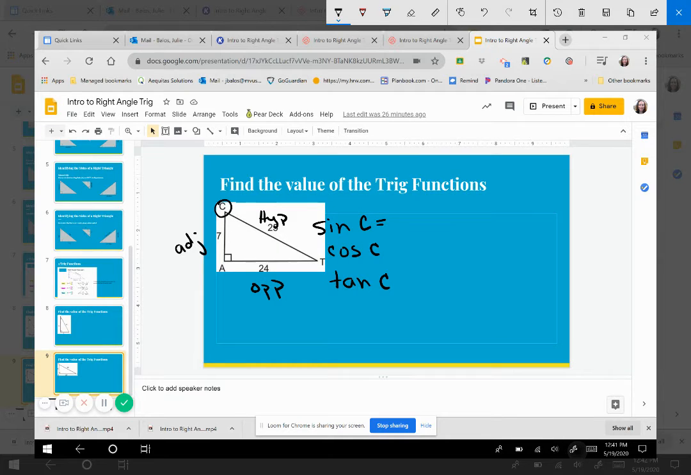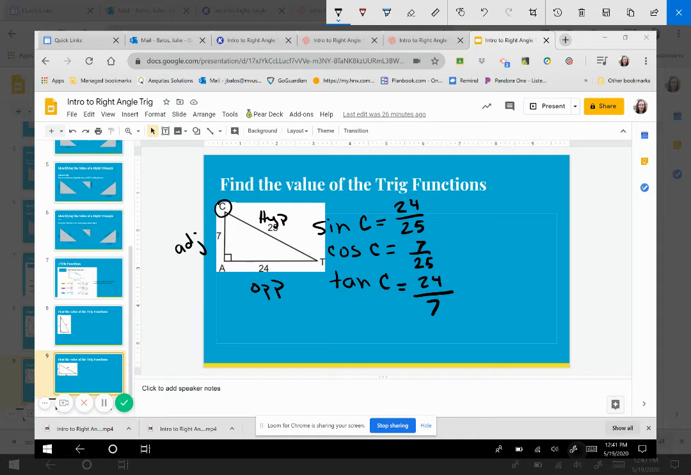So sine is opposite over hypotenuse, 24 over 25. Cosine is adjacent over hypotenuse, 7 over 25. Tangent is opposite over adjacent, 24 over 7.